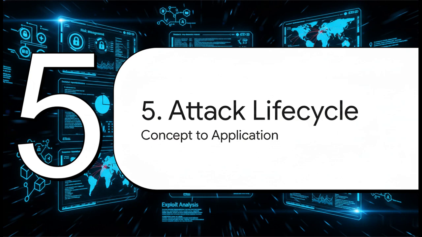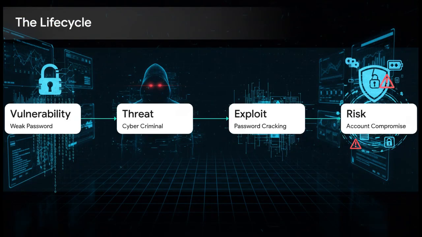Section 5. The cyber attack lifecycle. Let's see how these isolated puzzle pieces actually lock together chronologically. Step 1. An organization has a vulnerability. Let's just say an employee uses an incredibly weak password. Step 2. A threat exists. A cybercriminal is targeting the company's network.